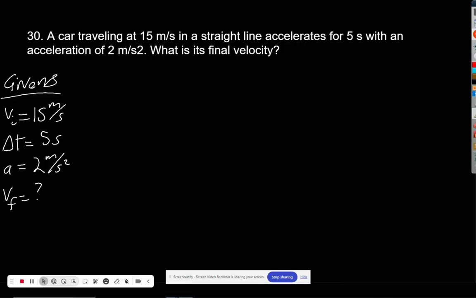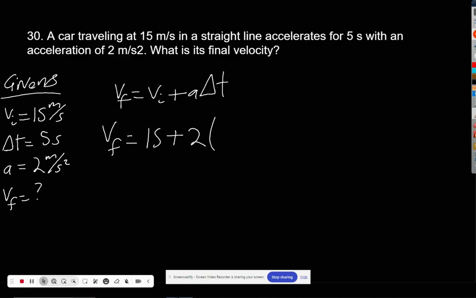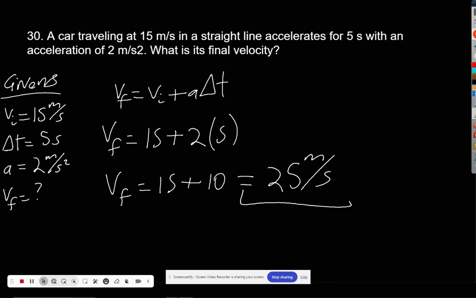Well, we figured out an equation for that just a moment ago. That being VF is VI plus AT. Plug in our values. 2 for our acceleration, 5 for our time. So we've got 15 plus 10 for a grand total of 25 meters per second. Almost the same. Not quite as fast.